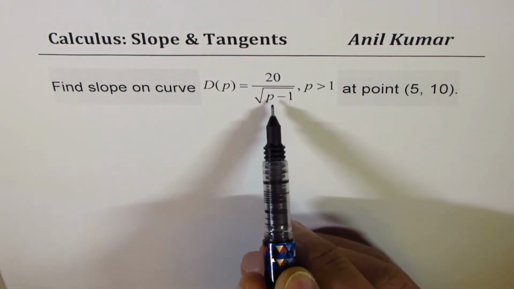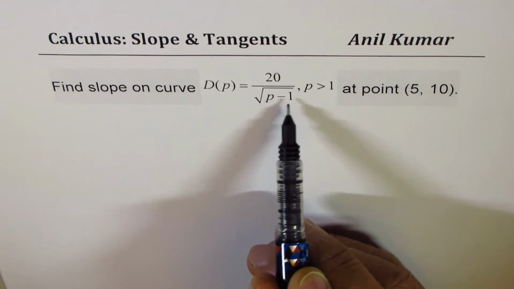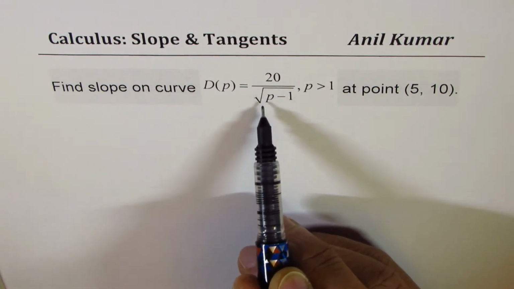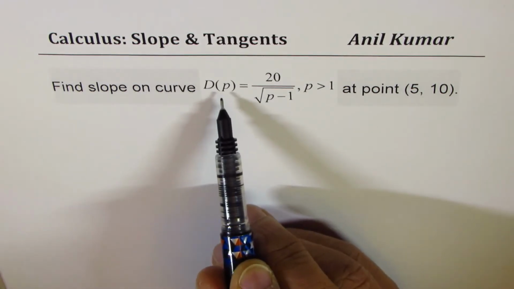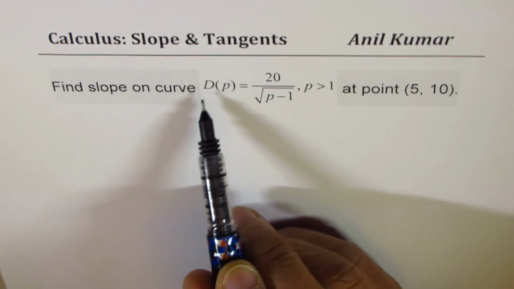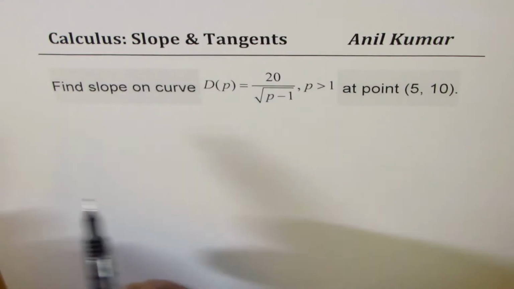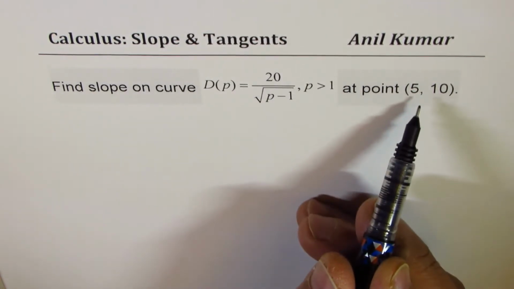Now if I substitute 5 here, we get the square root of 5 minus 1, which is 4. The square root of 4 is 2. 20 divided by 2 is 10. So this point lies on the curve. And this function is called the demand function. Let us see how to find the slope at a given point.